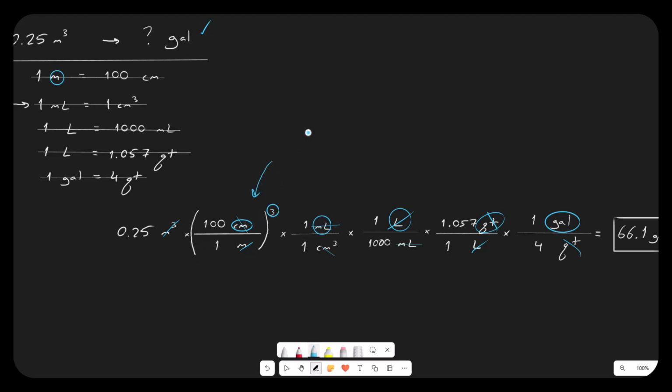And when I'm punching this in, I'm going to end up punching in 0.25 times 100 cubed divided by 1 cubed. Probably not going to punch that in because dividing by 1 times 1 divided by 1. So this was my first conversion factor. Second conversion factor times 1 divided by 1,000. That's my third. And so on, right? Times 1.057 over 1 times 1 over 4. And then I get to my answer. That's all I'm doing.